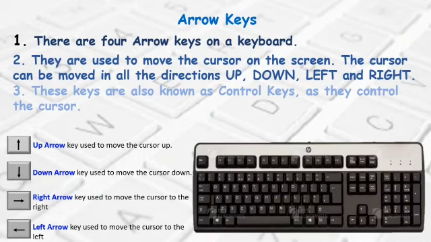So if this is my keyboard, here are the 4 arrow keys pointing towards all the 4 directions and they are present between the alphabet keys and the numeric keypad.